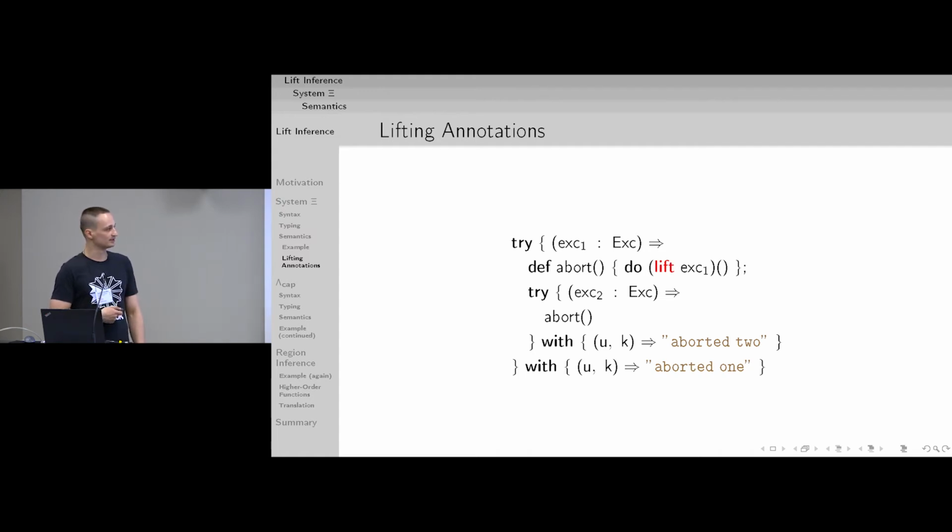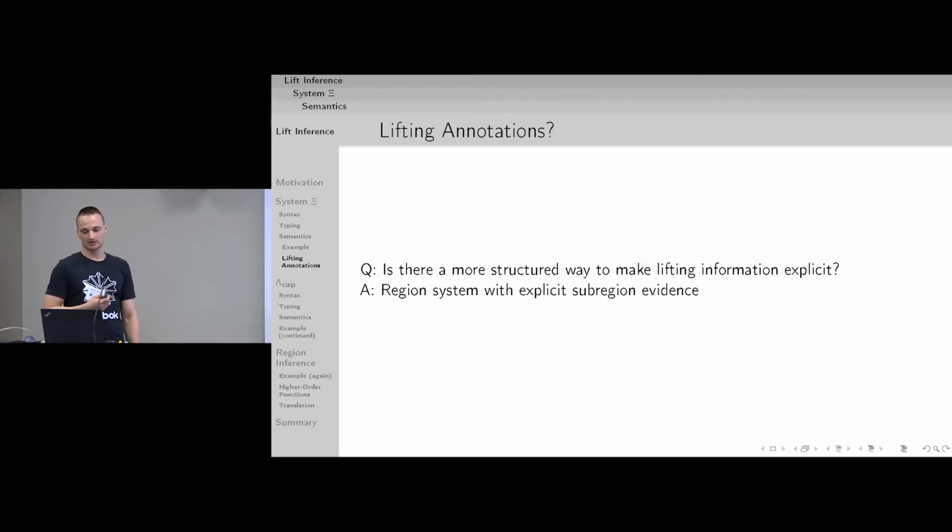So we would annotate here lift xe1. But this is a bit unstructured because, as you can see, when we define abort, we do not necessarily know where abort will be called. So the question is, is there a more structured way to actually make this lifting information explicit? And there is. And here the region system comes into play. And we will see that with explicit subregion evidence, this can be made to work.